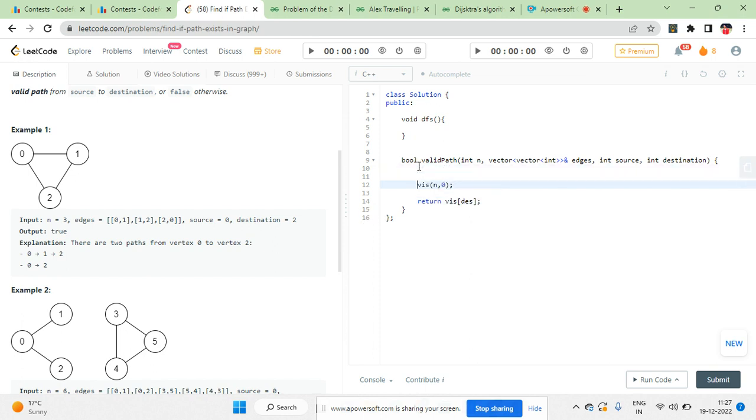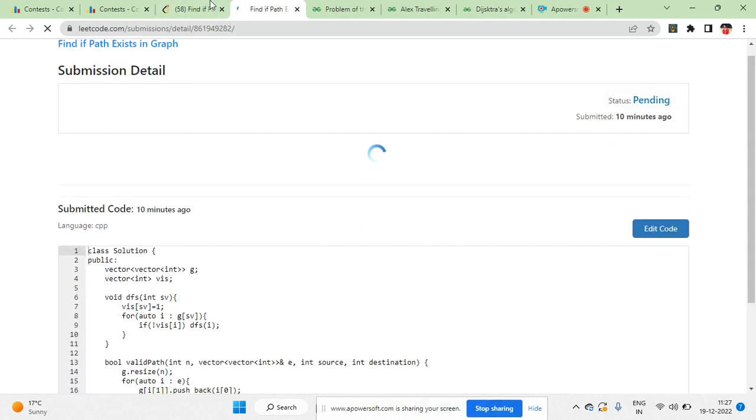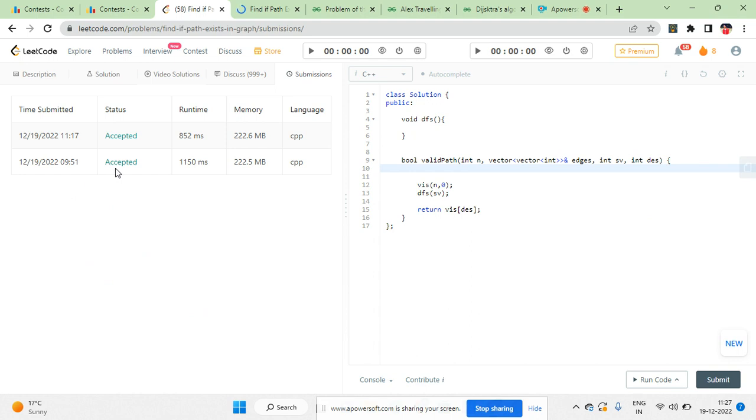If the destination gets visited after I call DFS from the source vertex, I'll say yeah, it's true. You just need to return whether the destination is visited or not. So let's see the solution. Actually, it's a pretty easy question. That's why it's rated easy also.